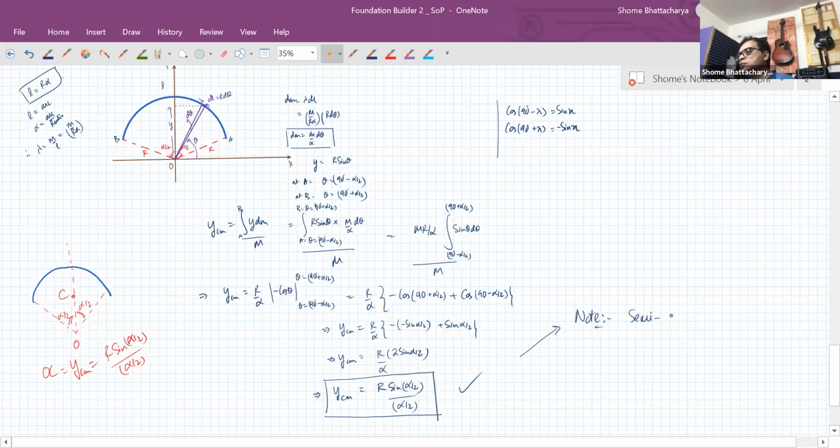Sir, can you explain how you get the last step after the second last step? Yes, this 2 just comes outside. So this is 2r by alpha sin alpha by 2. So now you bring this 2 into the denominator, so it becomes this. Got it now? So it's pretty simple.